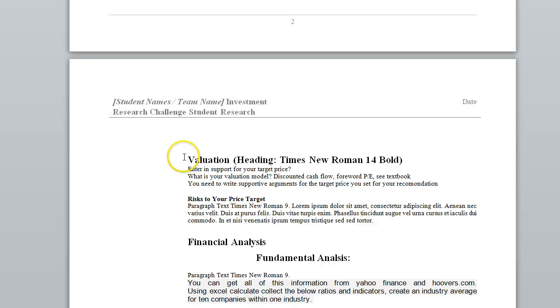So scrolling down a little bit, this is a section here where you're going to put together a valuation. So you have to put a target price and then the support for your target price. You must develop a valuation model. The textbook talks about different valuation models. The video lectures talk about different valuation models. And you can use discounted cash flow, forward PE, see your textbook or other sources for different valuation models. And you can create your own valuation model. But you need to write supportive arguments for the target price you're setting and your recommendation.